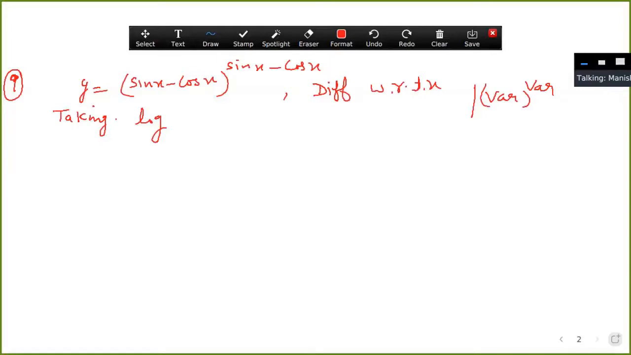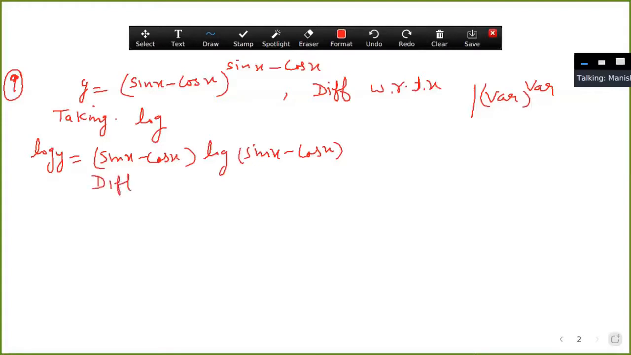Taking log means the question becomes log y is equal to sin x minus cos x into log of (sin x minus cos x). Which formula have we applied? Log m to the power n, then n comes first and then log m. Now differentiate the function with respect to x.